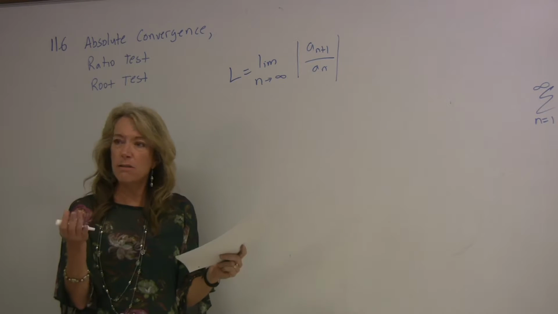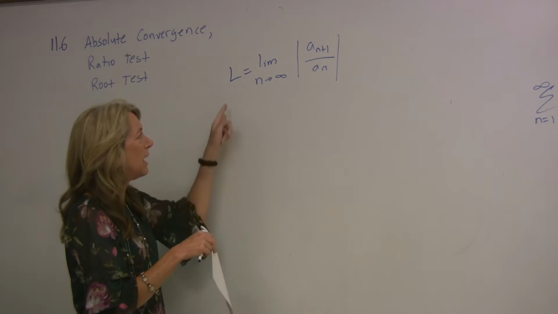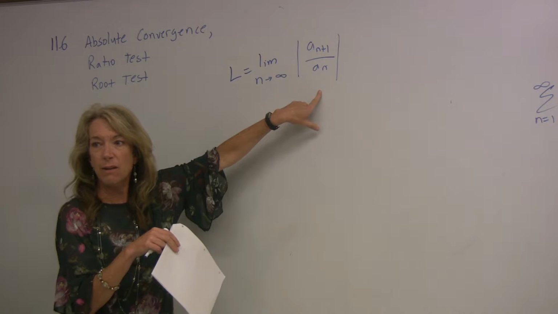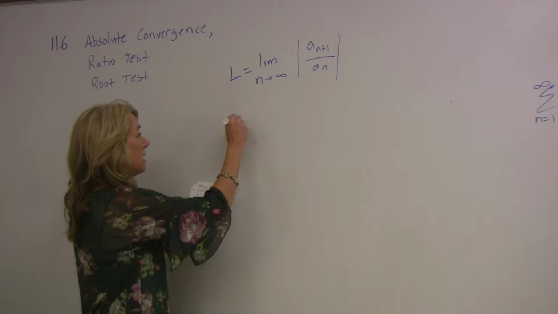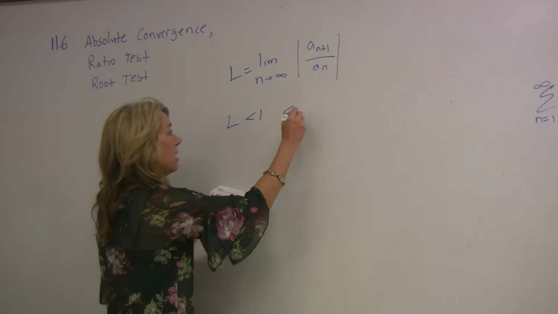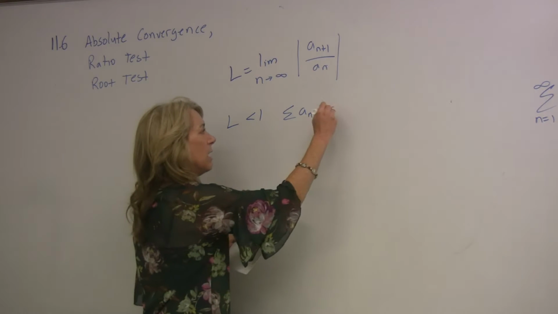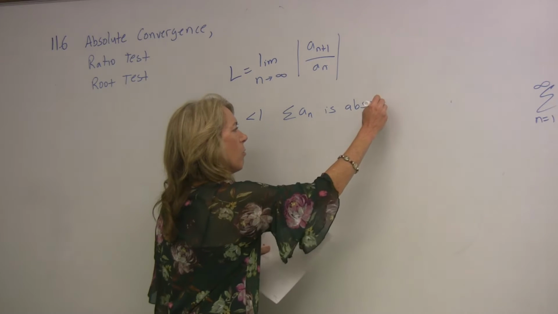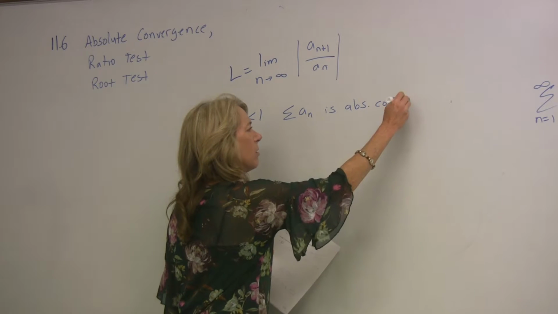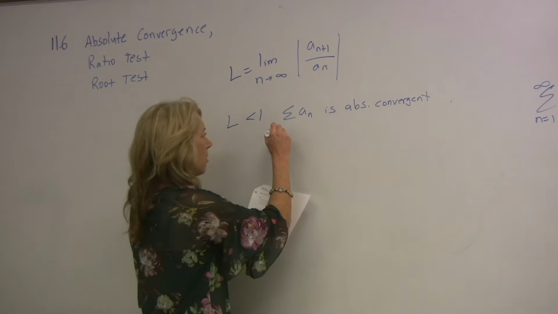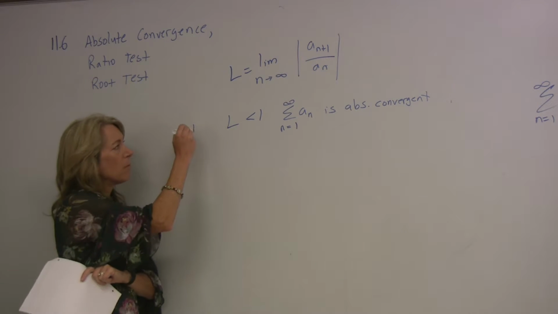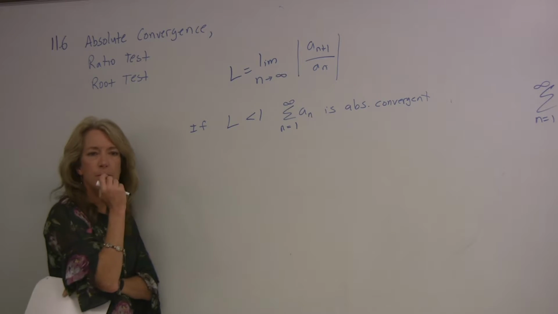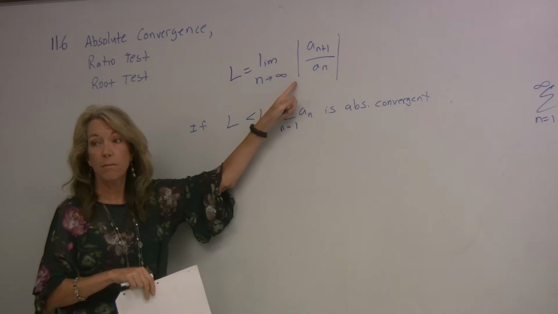What's L? L's just your limit. And the question really is, is this limit giving you an R in the long run? Is it acting geometric in the long run? If L is less than 1, then the series is absolutely convergent. Why do you think it's absolutely convergent? Why absolutely? Because it'll be the same.